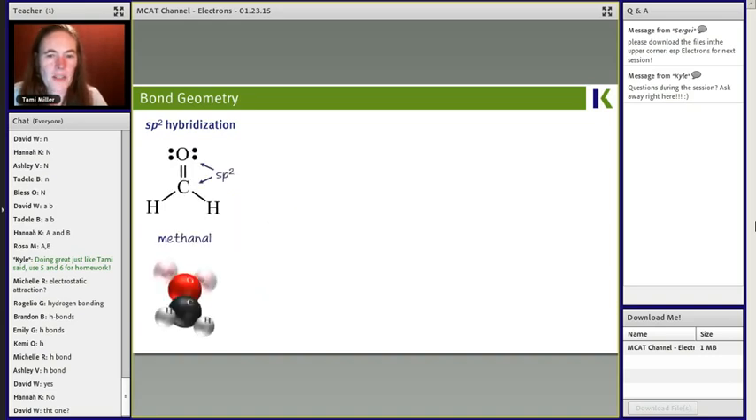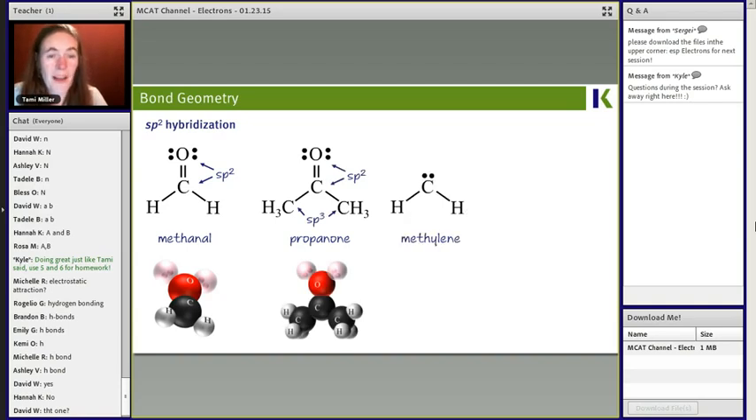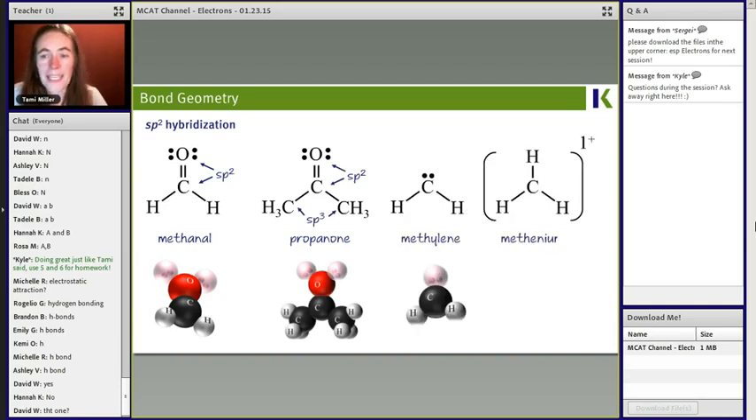Other sp2s that we see quite often are different types of aldehydes or ketones. Now, when we look at the methanium, that one is not quite as stable, okay? The methylene is definitely not stable when we look at that. Carbon does not like to have negative charges.